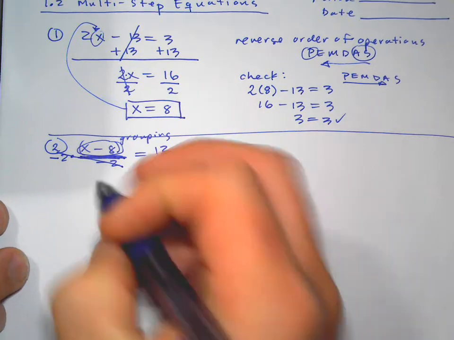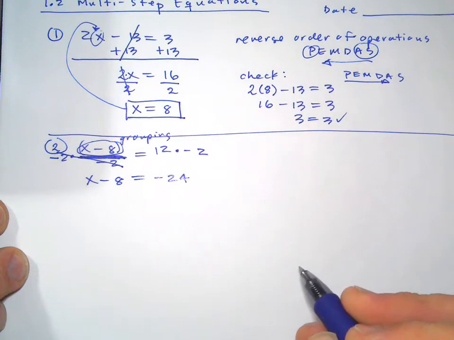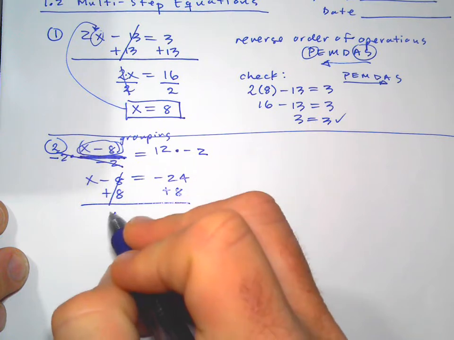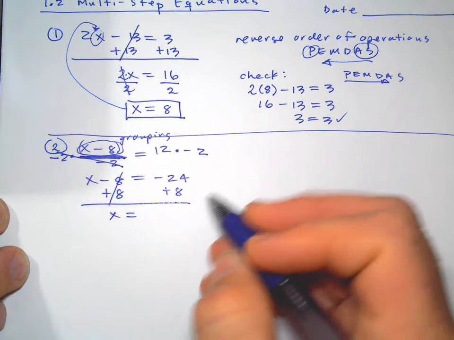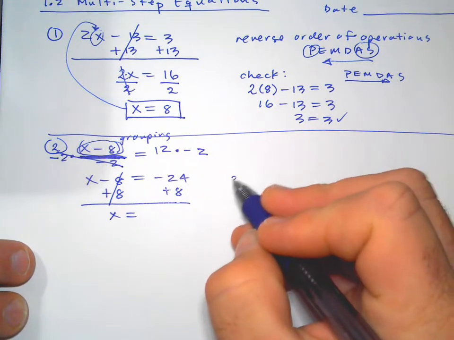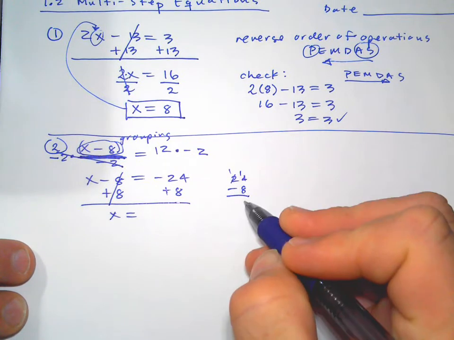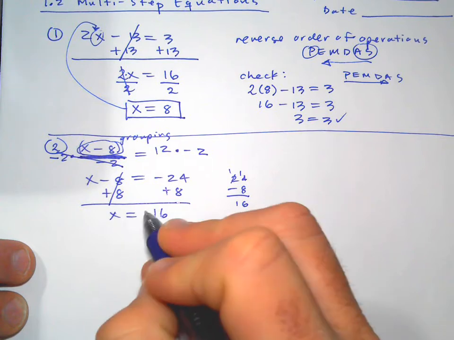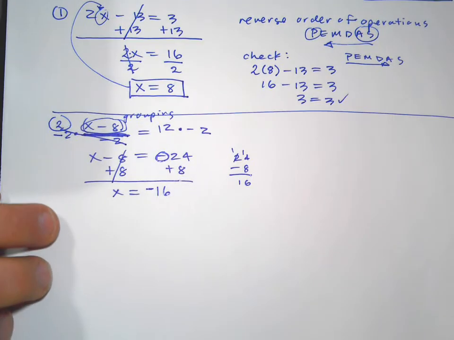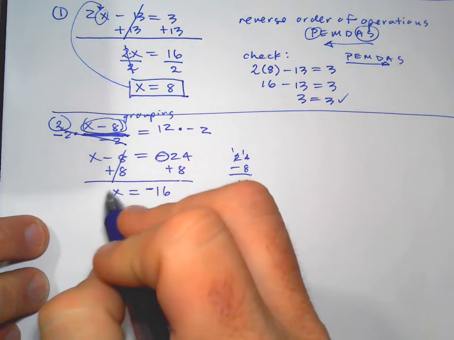So now we have x minus 8, and we have -24. And now we're going to get rid of the minus 8. We're going to add 8. Now, when you add a positive and negative, it's like subtraction. Like in my head, I'm thinking, what's 24 minus 8? Well, that's 16. But it's going to be negative because you had more negatives, right? So I think it's just easier in my head to subtract a smaller number from a bigger number and then decide what the sign should be. So this is our answer.